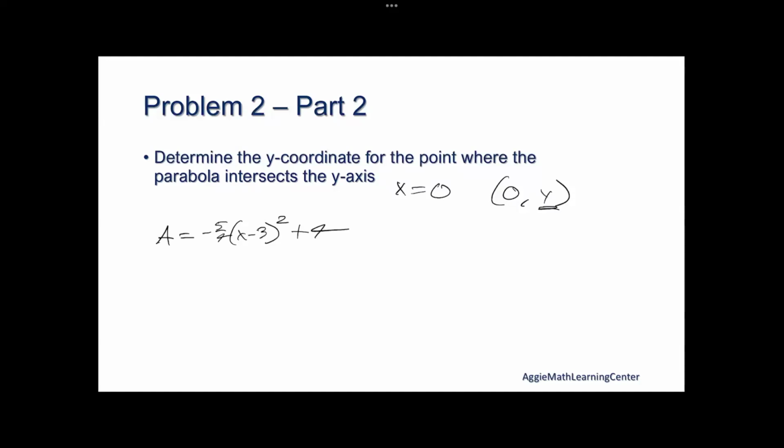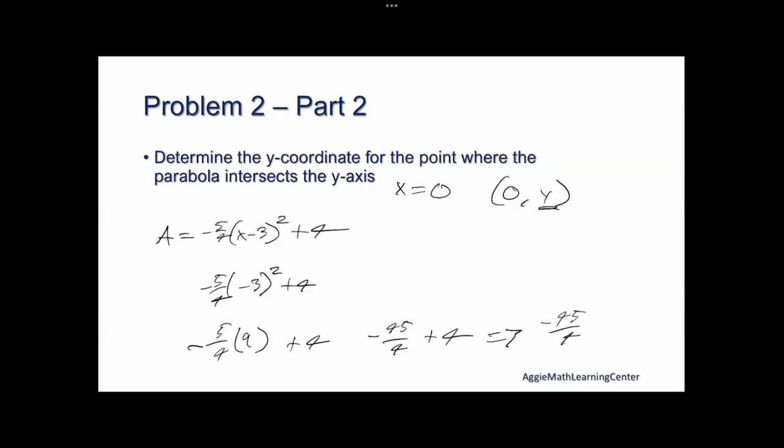So what we can do is just plug in 0 for x and then solve for y. Simple as that. So that'll leave us with negative 3 squared times negative 5 fourths plus 4. That will give us 9 times negative 5 fourths plus 4, which will be negative 45 fourths plus 4. And then we want to get that 4 to have the same denominator, so we can expand it out into a fraction, which will be plus 16 fourths.